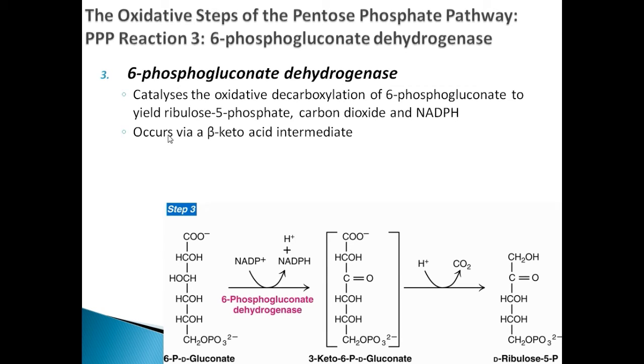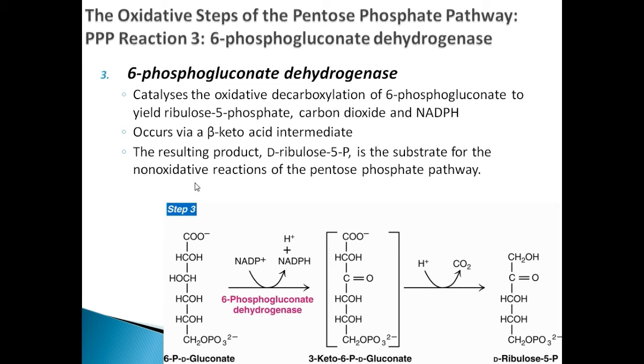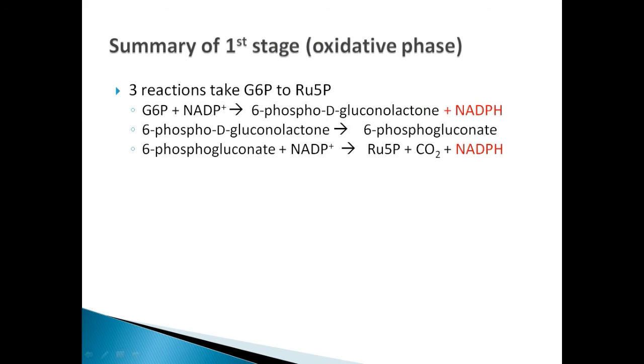It's a two-step process that occurs via a beta-keto acid intermediate, and the resulting product, the D-ribulose 5-phosphate, is the substrate for the non-oxidative reactions of the pentose phosphate pathway. So here we have our second NADPH produced, and we have the ribulose 5-phosphate, which will now be fed into the non-oxidative reactions of the pentose phosphate pathway.